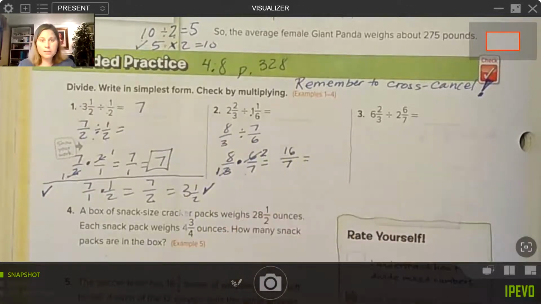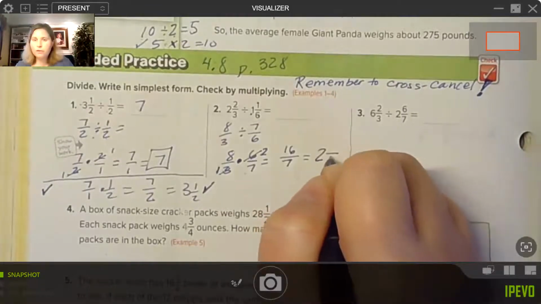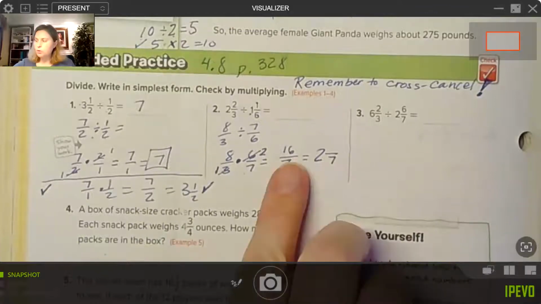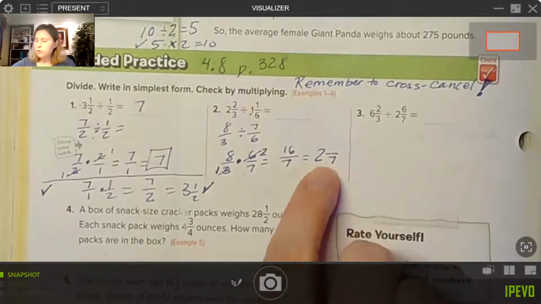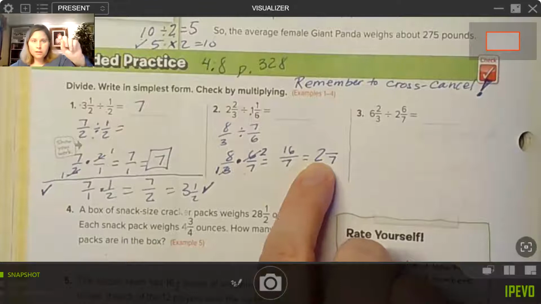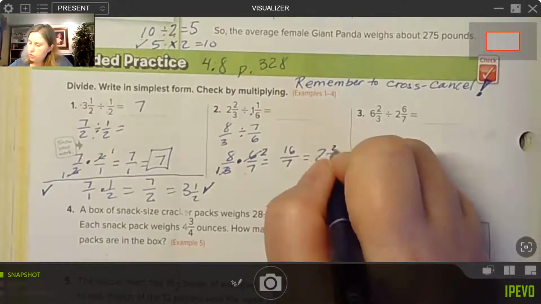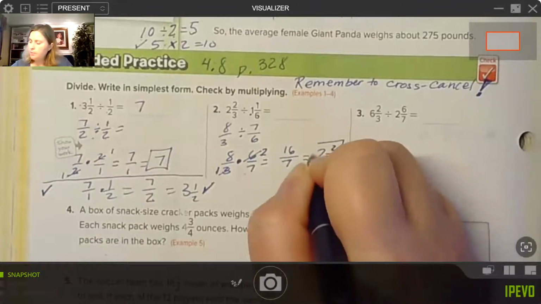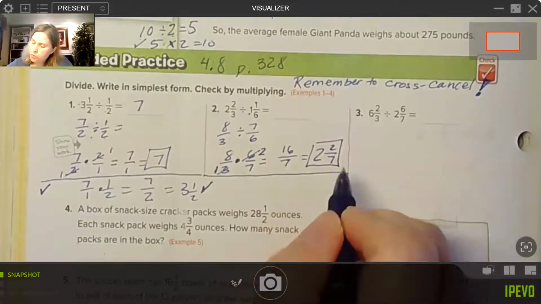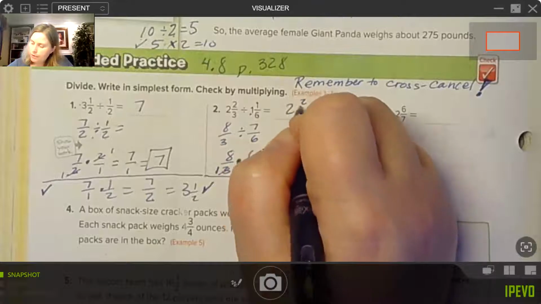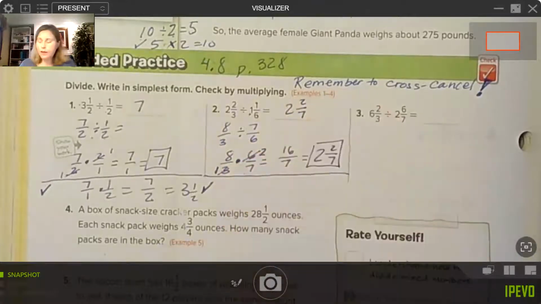How many times does 7 go into 16? It goes in twice, so 2 wholes. And then how many sevenths are left over? Well, 2 times 7 is 14. To count up to 16 is 15, 16. So 2 more. So the answer is 2 2/7. And then we want to do our check step.